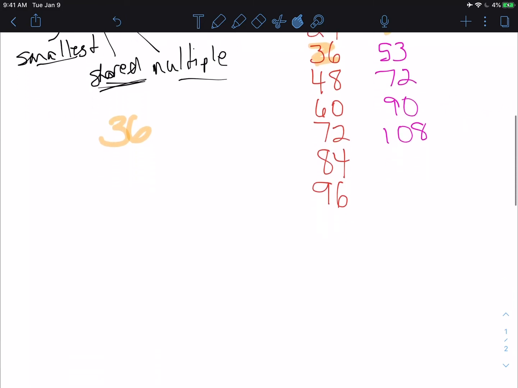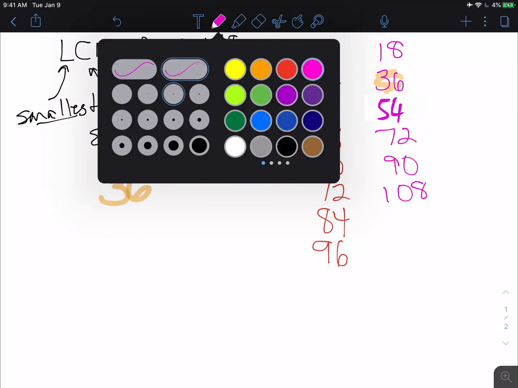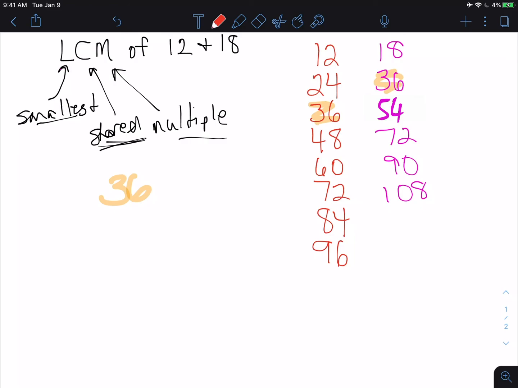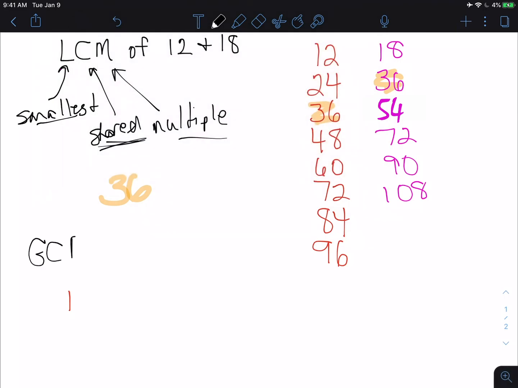Now, let's think about greatest common factor. So the greatest common factor of 12 and 18, we would need to start out by listing the factors of 12. So the factors of 12 would be 1 times 12, 2 times 6, and 3 times 4. So the factors of 12 are 1, 2, 3, 4, 6, and 12. Some people prefer to list them out in pairs. But I like to go from smallest to largest, but either way is fine.